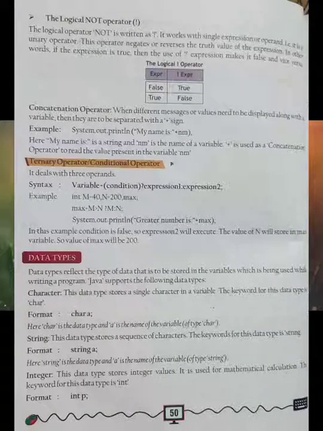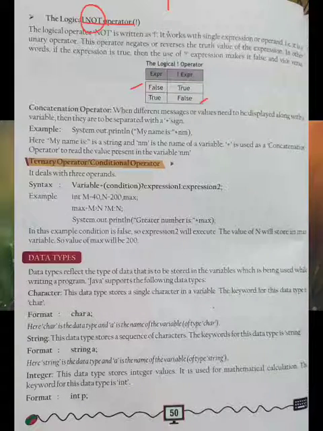Here we will learn about the logical NOT operator, the third operator, whose symbol is the exclamation mark. In logical NOT, only one operand, or one expression, is there, and it is the negative. If the expression is true, it will result in false. If the expression is false, it will result in true. It means we are just taking the opposite. This is the logical NOT operator.